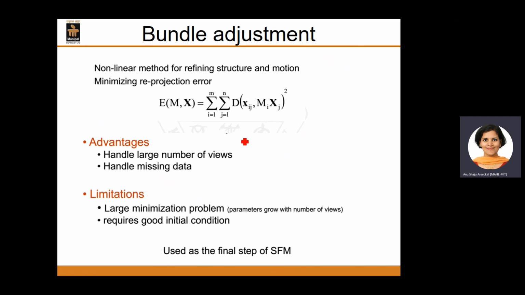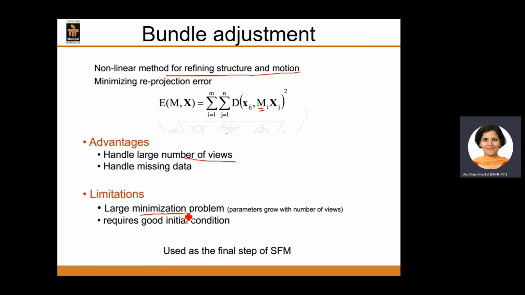There are certain advantages and disadvantages in this, where you're refining the structure and motion. The advantage is that it can handle a large number of views. That means it can take in a large number of camera matrices, and it can also handle missing data. But the limitation is that, because it's a minimization problem, as the number of views increases, the parameters also increase, and as the parameters increase, the minimization problem becomes bigger to handle. So sometimes we may not reach the global minima in such a case.